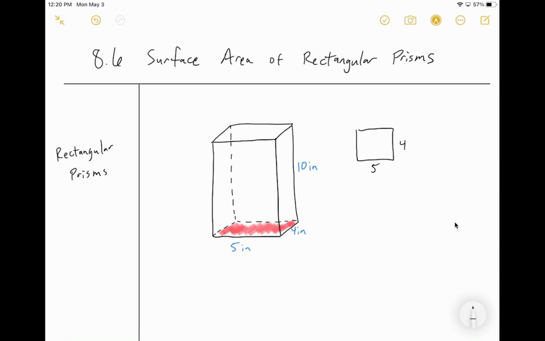Right? It's 5 by 4. And not only is it 5 by 4, but there's not only one of them, there's also this second one here at the top. So there's two rectangles that are 5 by 4, one on the bottom and one on the top. You guys all see that?